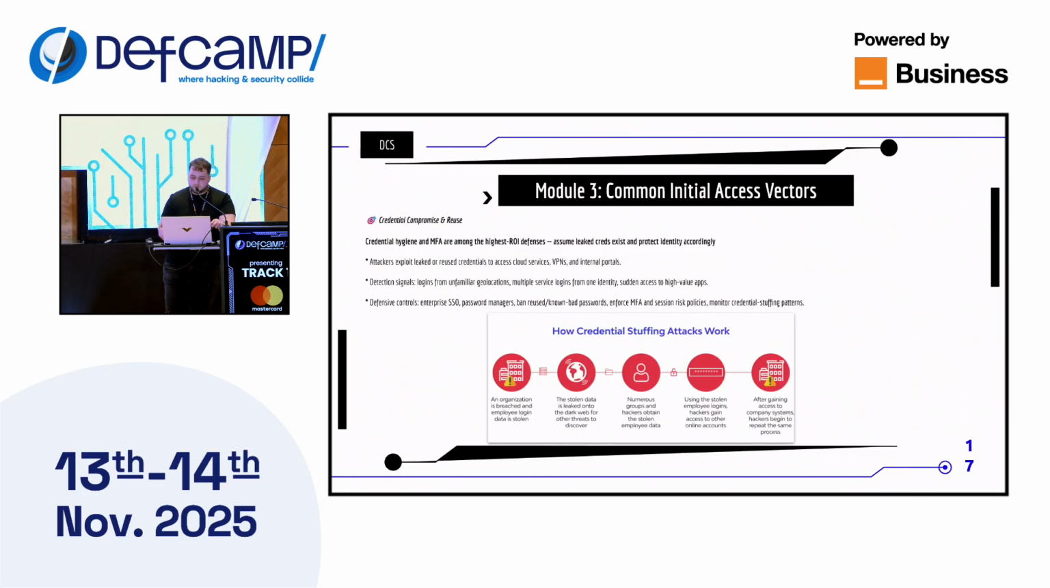We have credential compromise and reuse, where attackers exploit leaked or reused credentials to access cloud services, VPN, internal portals, or even external portals. For this, the most important thing is to have good hygiene and MFA, because they are the highest return on investment defenses.